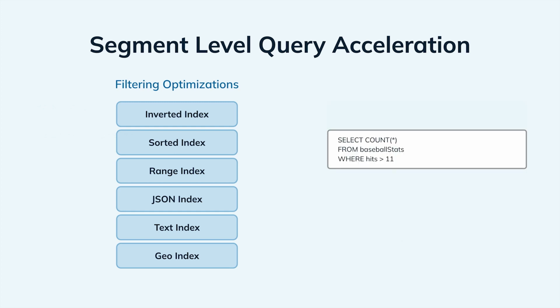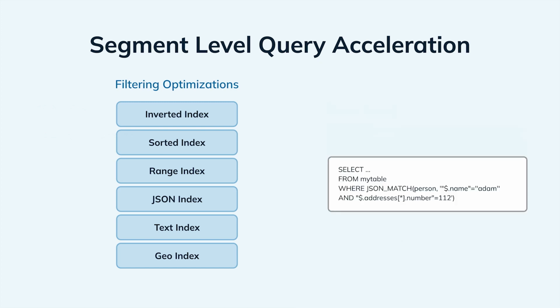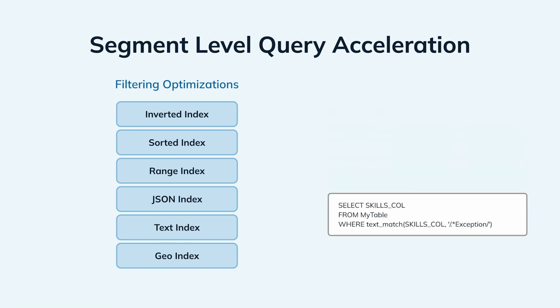If you have a range query, so if you have where hits is greater than 11, something like that, you can use a range index in that case. For semi-structured data, you could configure a JSON index. So imagine one of your columns is actually just JSON data. You can configure a JSON index on it and do JSON match queries, which will be much faster than defining a UDF for JSON. Similarly, you could define a text index if you have a string column and you want to do text search on it.